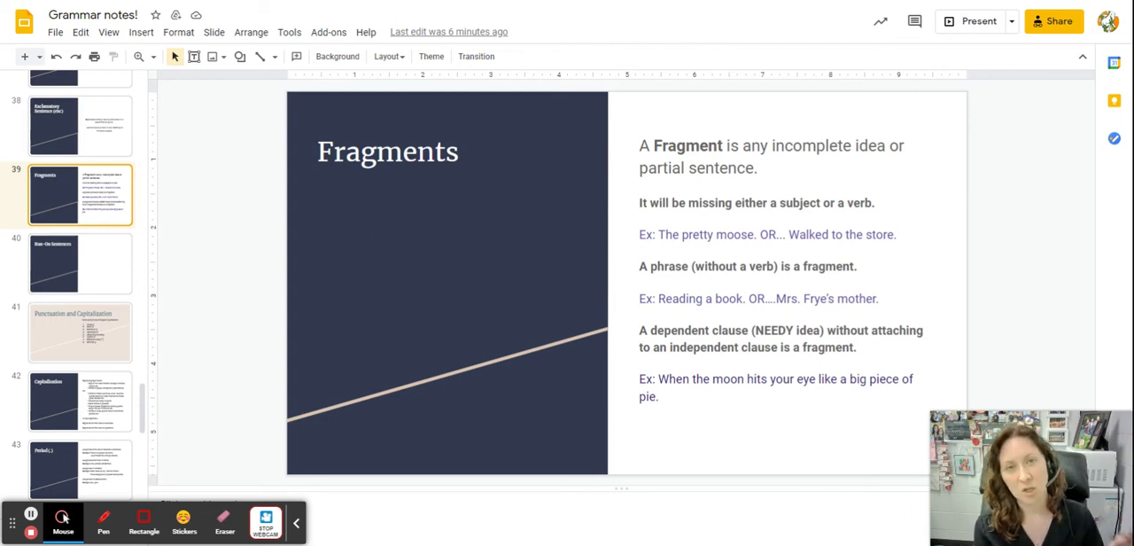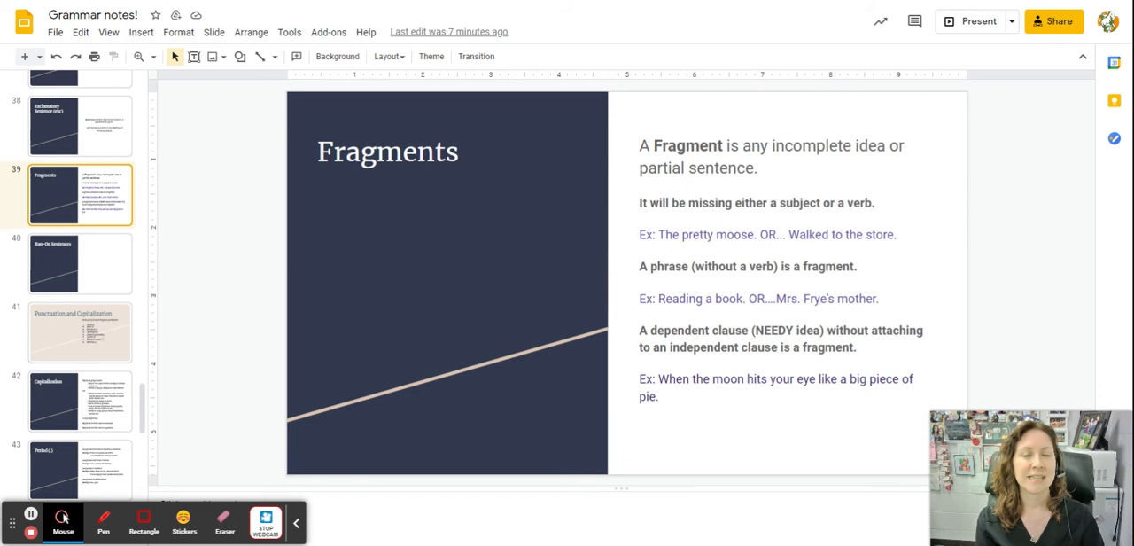Finally, a dependent clause, aka a needy idea, one that we labeled with a triangle, without attaching it to something strong and independent, is going to be a fragment. So, and I'm not going to sing, when the moon hits your eye like a big piece of pie. Well, in that clause, I've got moon as my subject. And what does the moon do? It hits. Moon hits. That's a subject and verb.